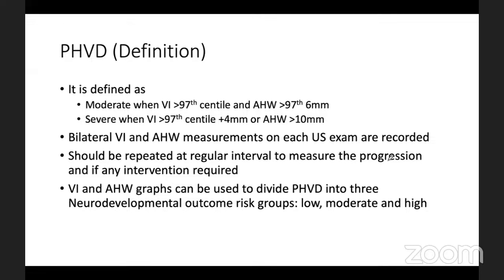The last one, I thought we will discuss normal post-hemorrhagic ventricular dilatation here, because it's better to see the measurements and finish it here rather than next week. It is defined as moderate when the ventricular index is more than the 95th centile and the anterior horn width is more than the 97th centile, which is 6 millimeters. And it will be severe when it is more than the 97th centile plus 4 millimeters, and the anterior horn width is more than 10 millimeters.